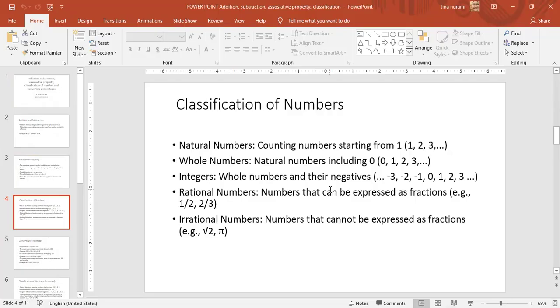We'll go back to irrational numbers. An irrational number cannot be a fraction, and the example is from the root. Sorry, I mean the square root of 2 or pi is used for a right triangle. Okay.